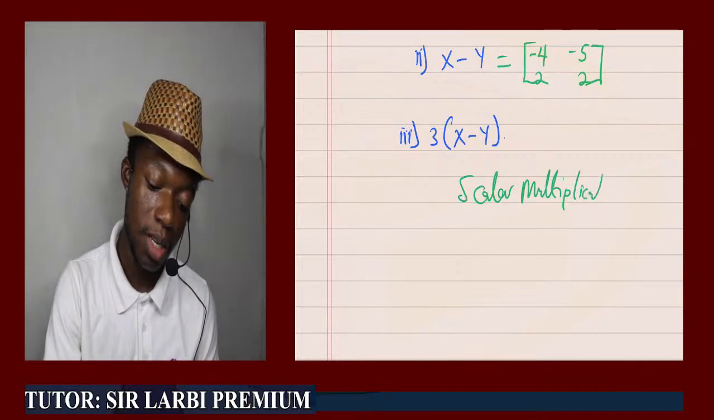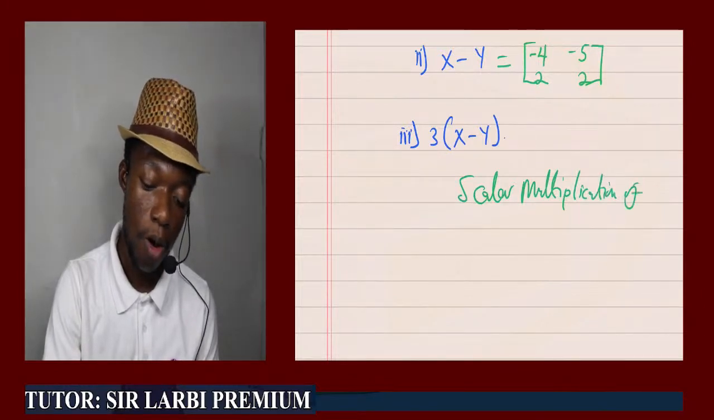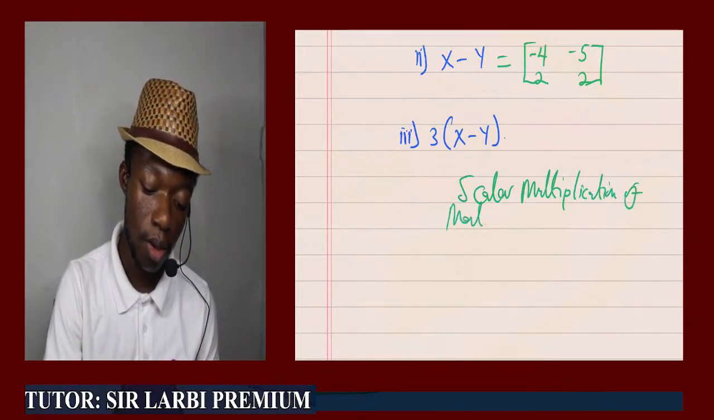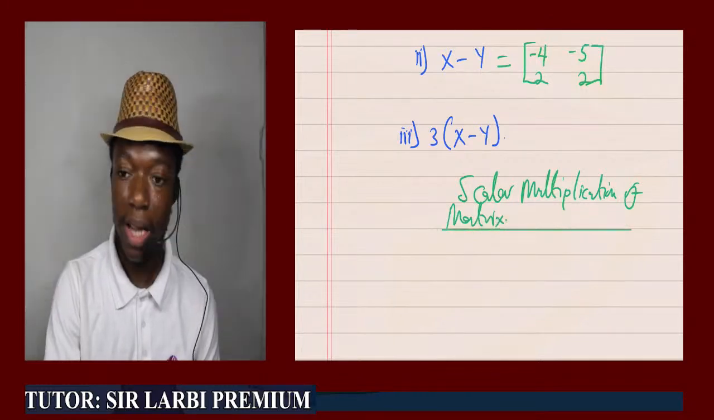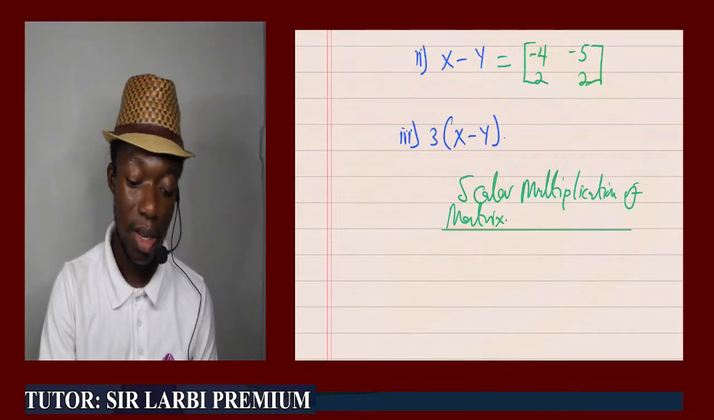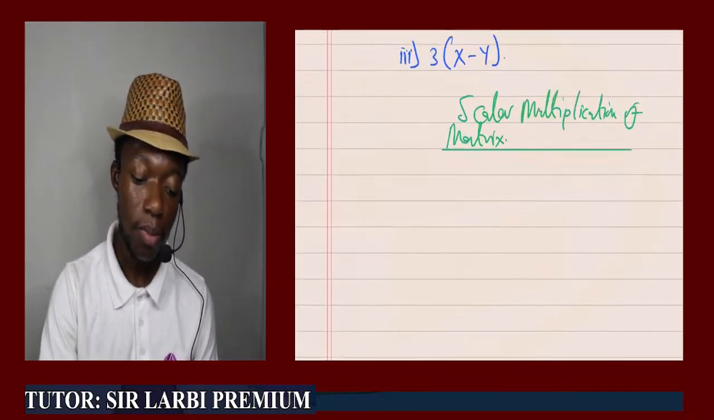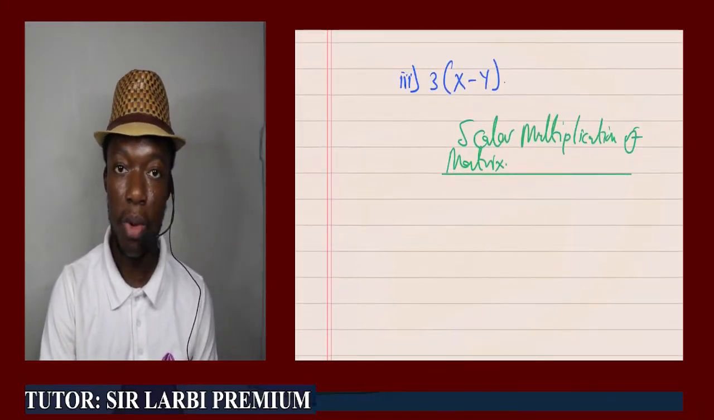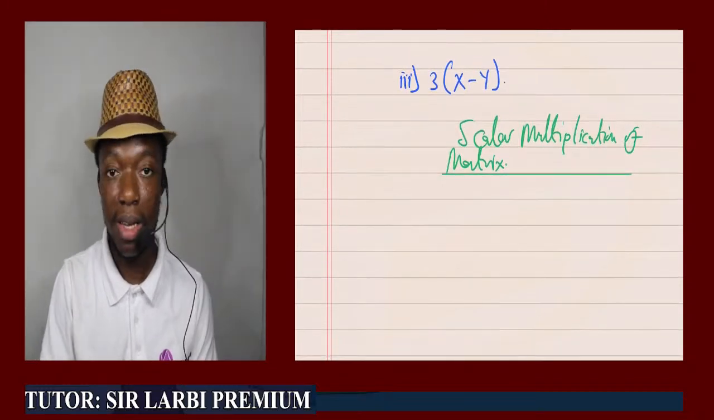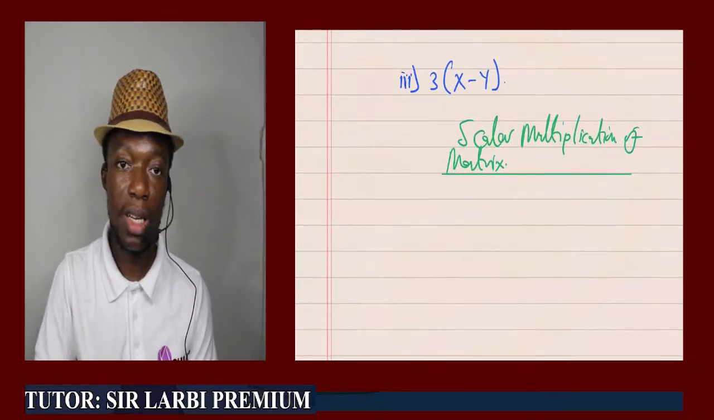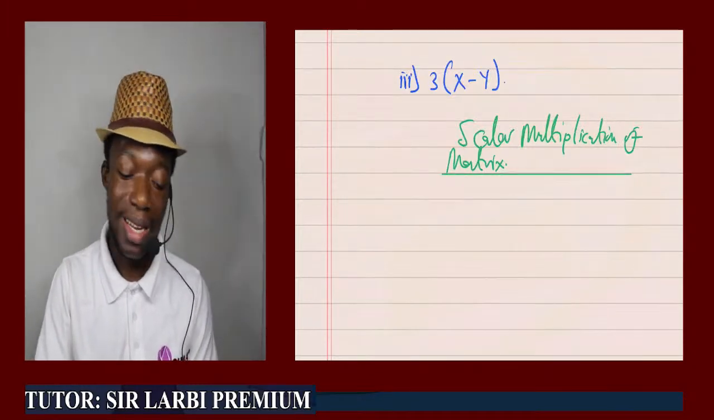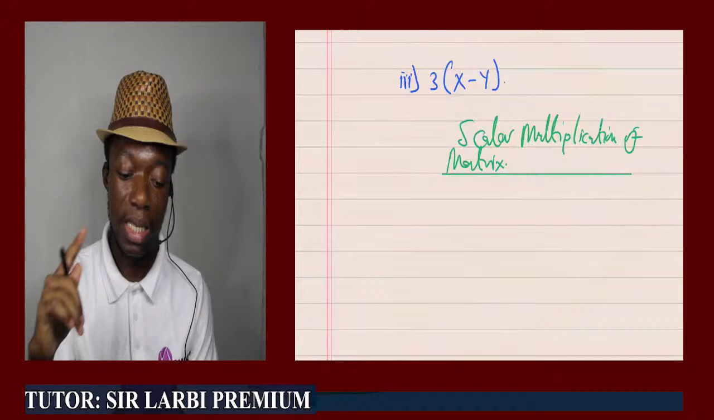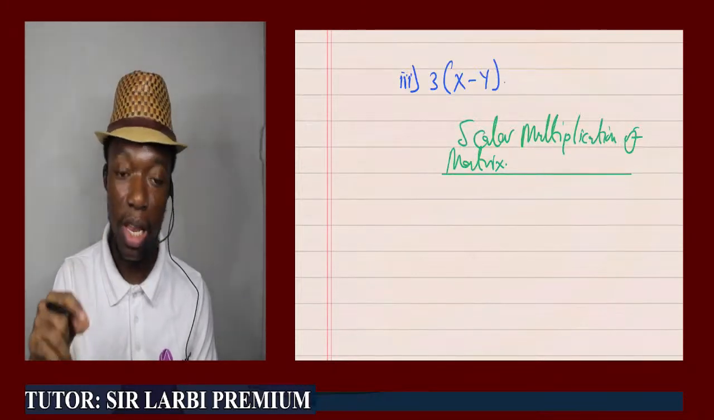Scalar multiplication of a matrix. By scalar multiplication of a matrix, it is a matrix where we have a scalar, which can be a fraction, a whole number, or a decimal, multiplying the individual elements in the matrix.